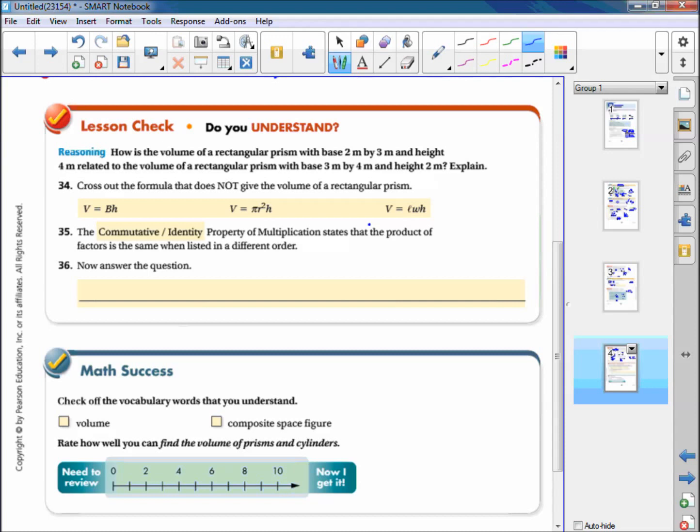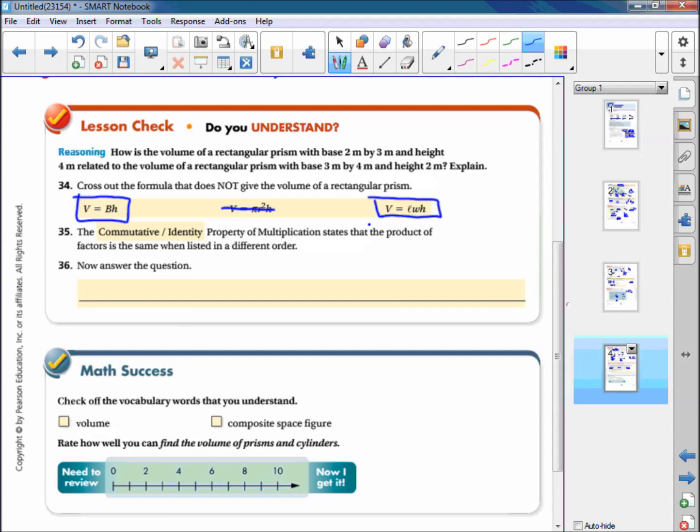How is the volume of the rectangular prism with a base 2 by 3 and a height 4 related to the volume of a rectangular prism with a base 3 and 4 and a height 2? All right, explain. So cross out the formula that does not give the volume of a rectangular prism. This is the standard starting formula for a volume of prisms and cylinders. This is what we change it into for a cylinder, and this is what we change it into for a rectangular prism. Okay, so we need the first and second, the middle one's bad.